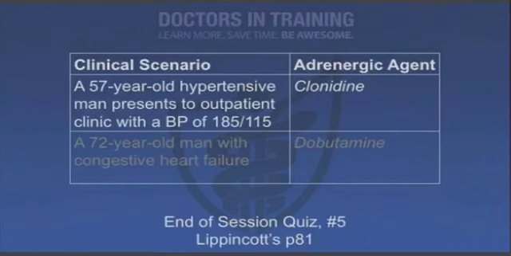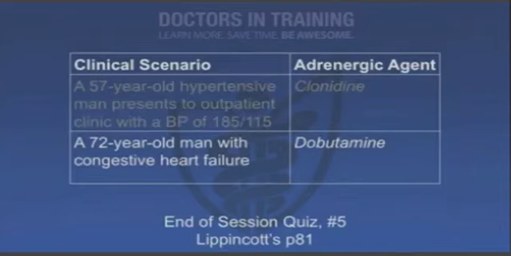Next, match the following clinical descriptions with the most appropriate therapeutic agent. So first we have a 57-year-old hypertensive man comes to the outpatient clinic with a blood pressure of 185 over 115. So he's got some worrisome malignant hypertension. We didn't tell you anything about whether or not he had end-organ damage or something else going on. But what you can use in this situation is clonidine.